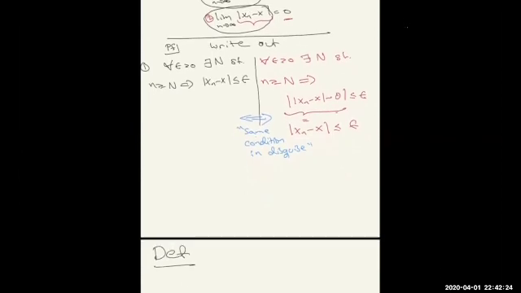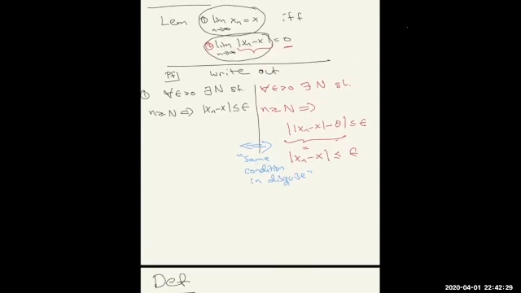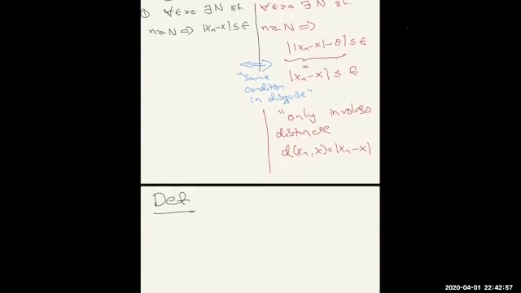The nice thing about this is that the second condition is something that we can use in a metric space, because this only involves the distance. So this second condition only involves the distance, d(xn, x), which was defined in the real line as |xn - x|. So this second condition we can generalize to a general metric space.